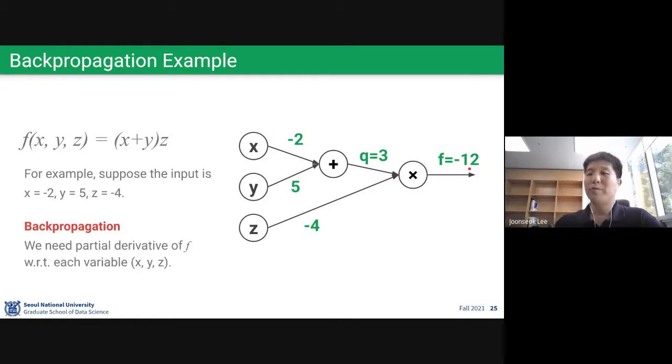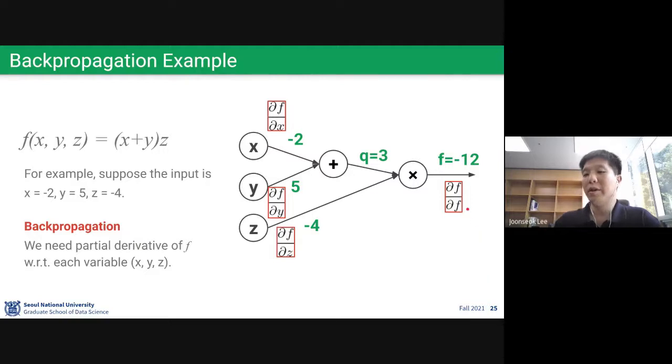Let's do the backpropagation from the end of this network. What we need to have at the beginning is this. At each point, we would like to have the partial derivative of the output, which is the loss function in actual neural networks, with regards to each variable, here x, y, and z.